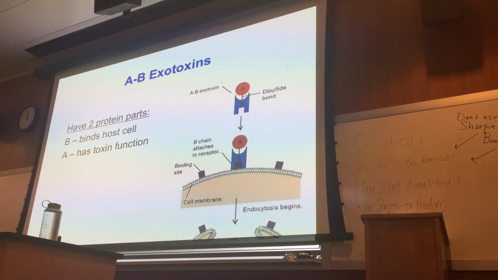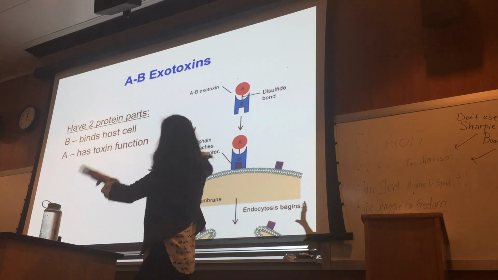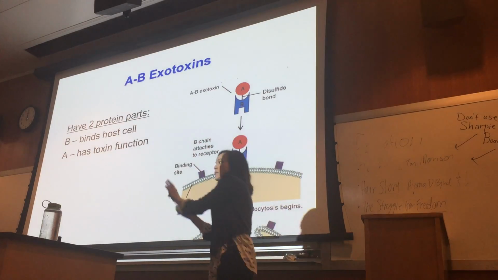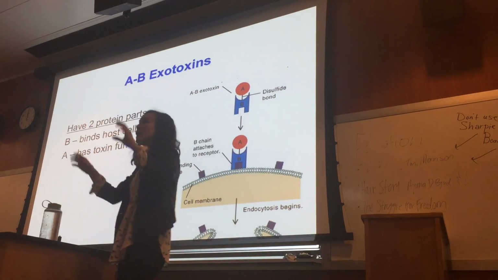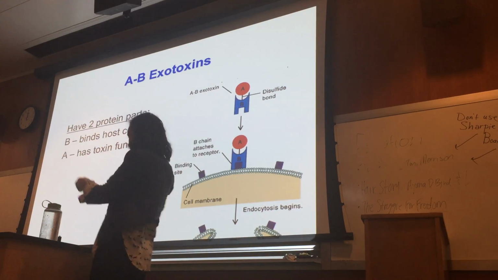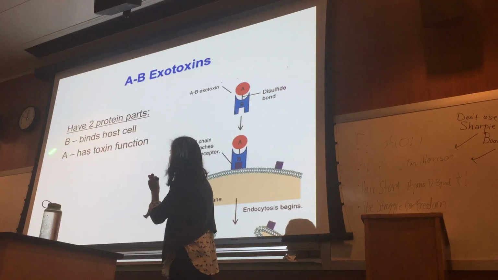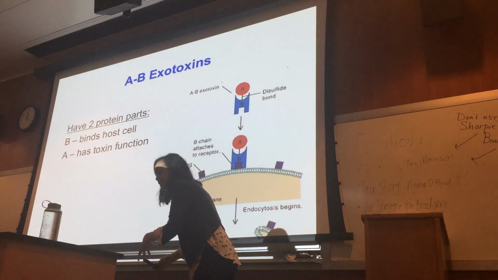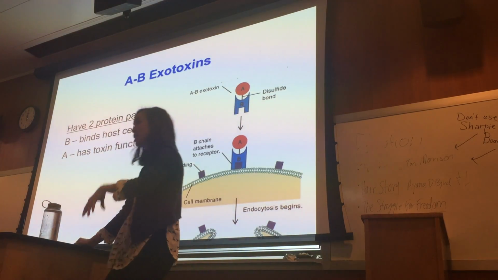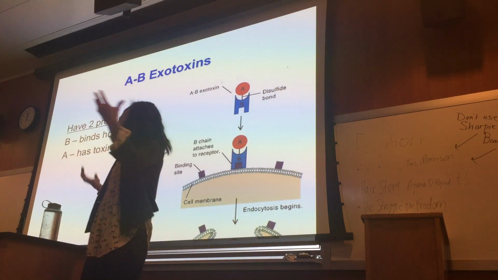The A part and the B part are letters designating the two different parts of the toxin. We call it an A-B toxin, and the letters designate which part does the binding, that's the B. We use the letter B for binding. And the A, you can think of it as the effect that the toxin has. So the A is the part that does the damage. The B is the part that just binds. Every toxin has to bind.